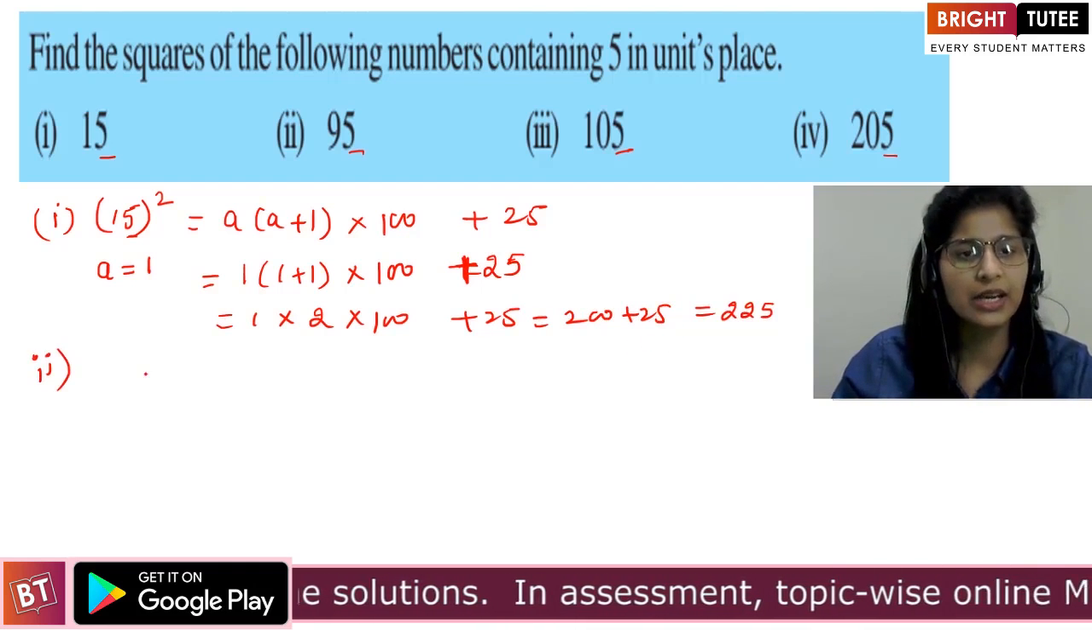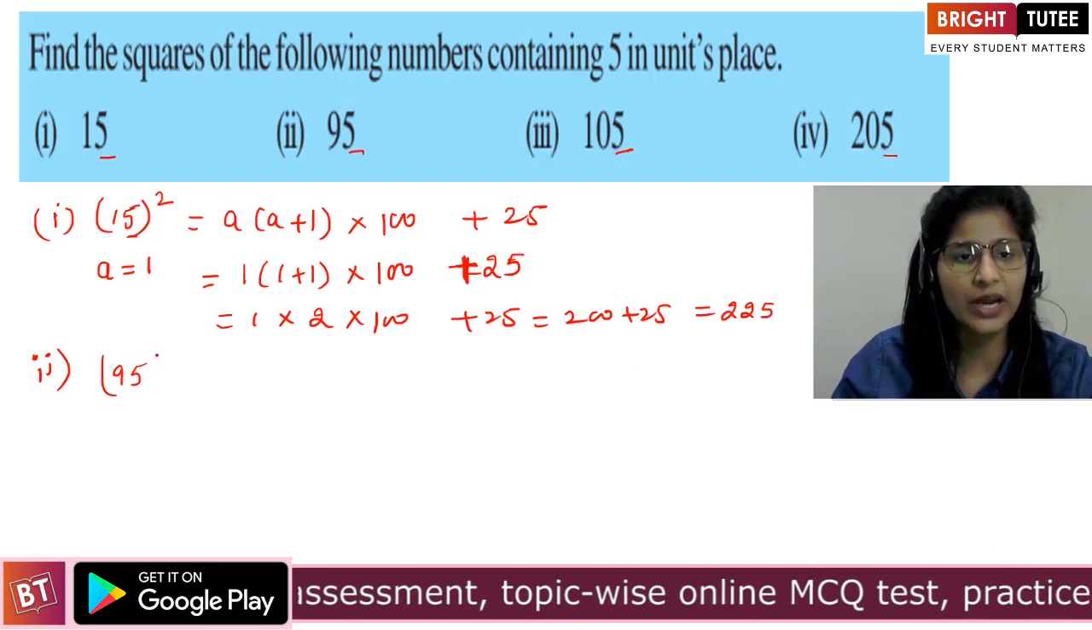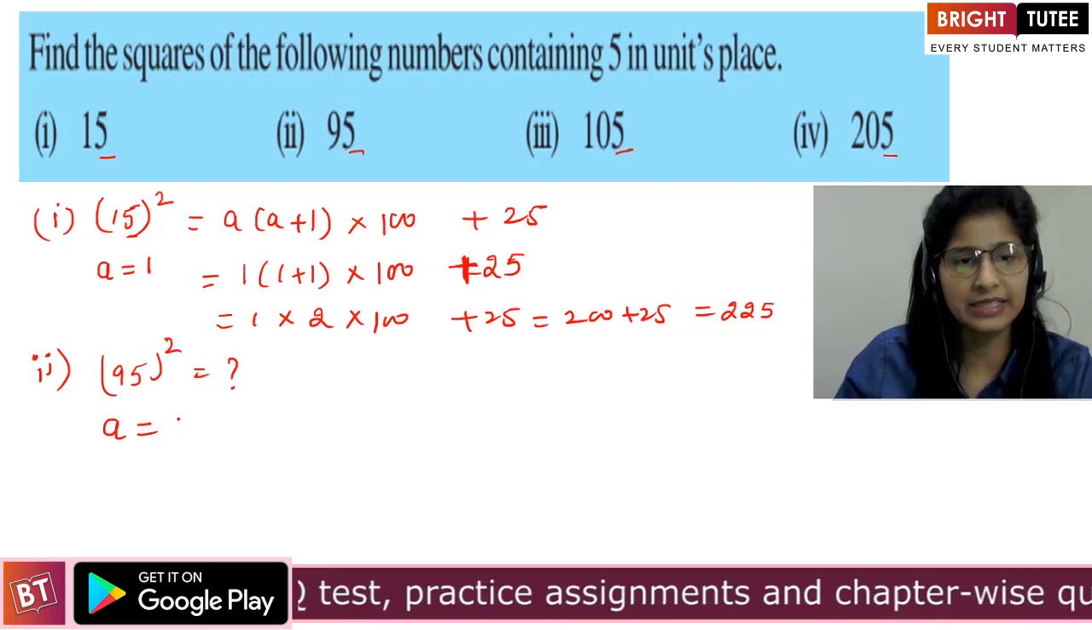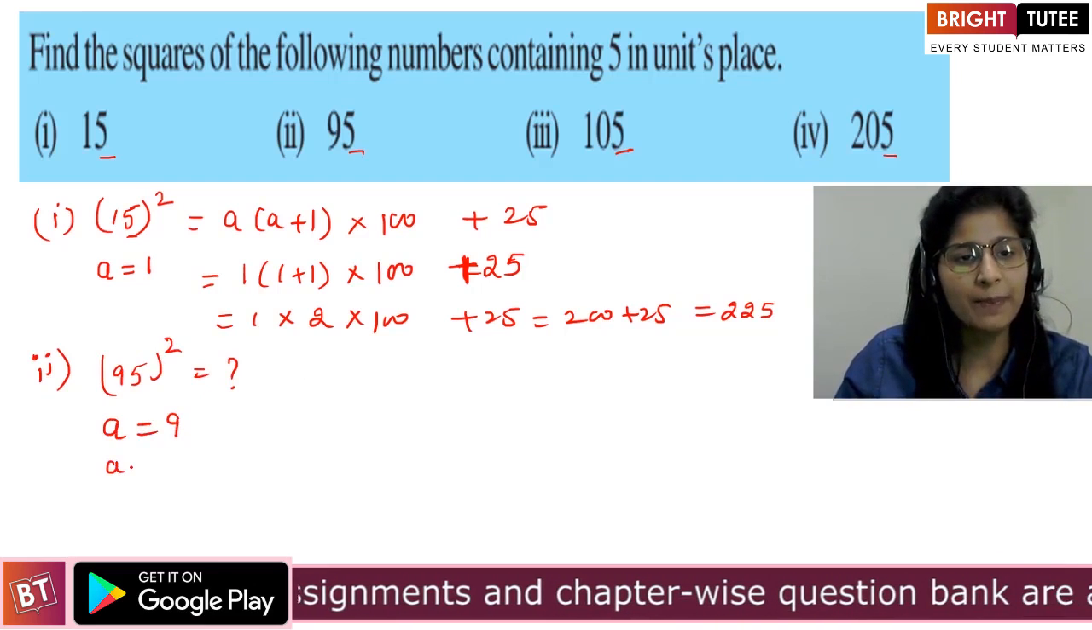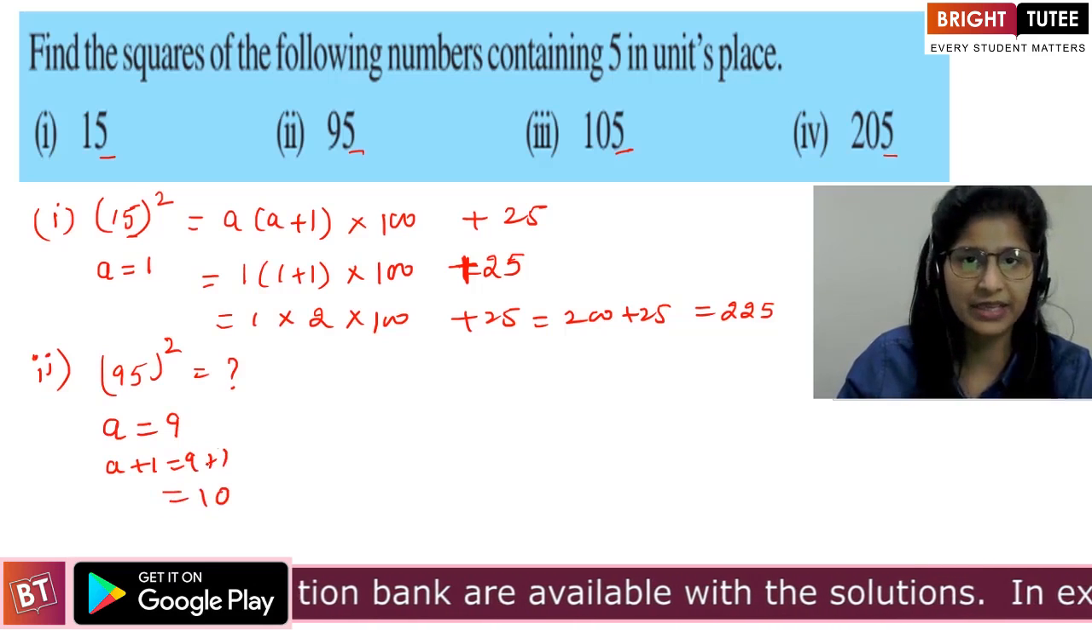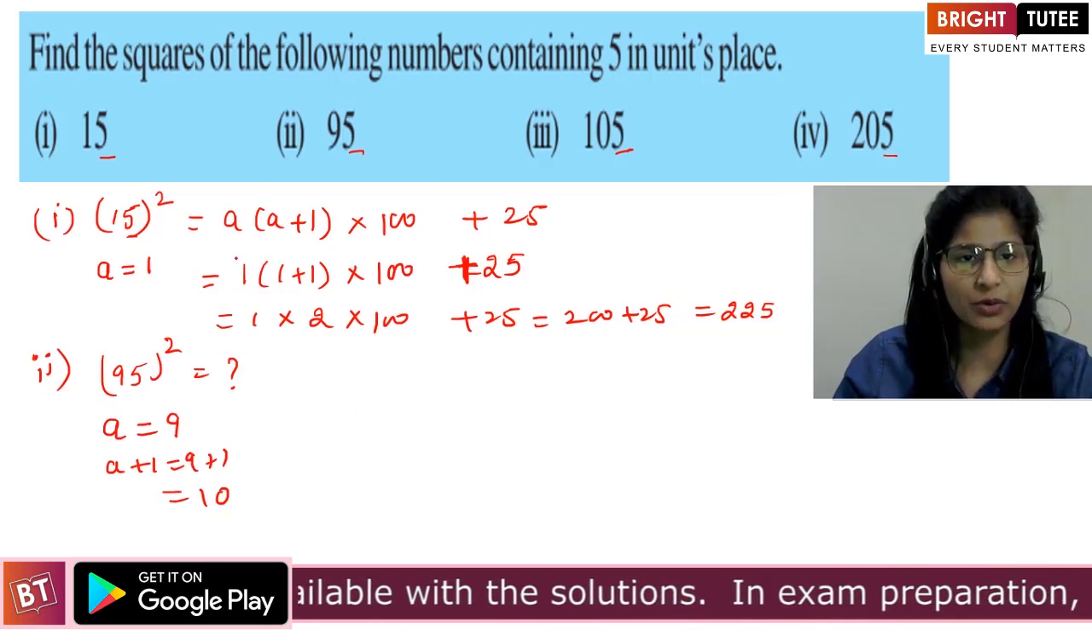Second one is 95. Square of 95 we have to calculate. Now we know here A is 9. So A plus 1 is 9 plus 1. That means it is 10. Clear? So let us put it in the formula.